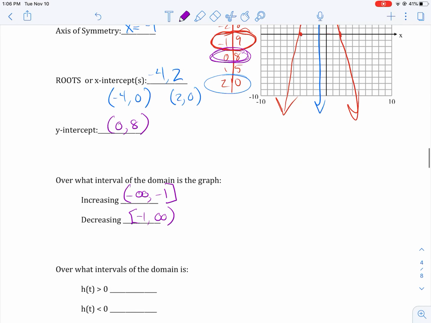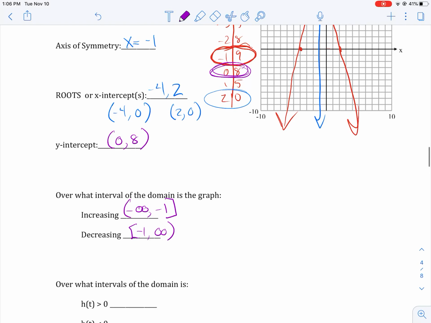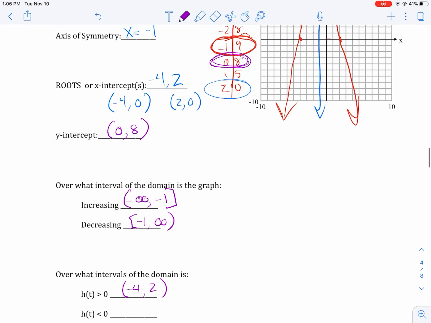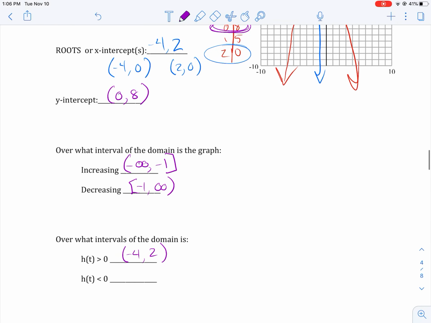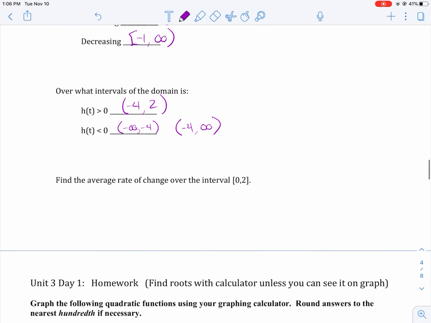All right, so over what interval is our domain greater than 0? Well, this involves our roots. So we're greater than 0 from -4 all the way up till 2. And we're less than 0 from -infinity to -4, and 2 all the way to infinity. All right, and we'll just skip this last one because we're running out of time here.